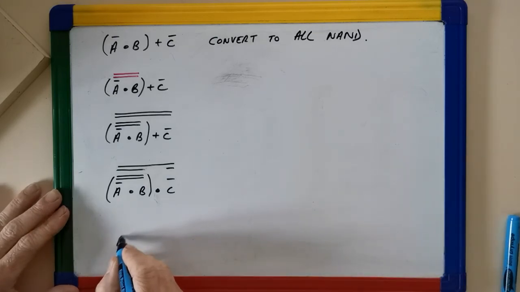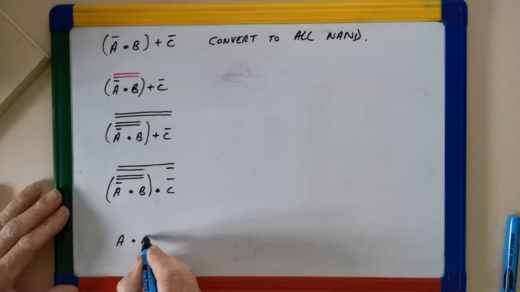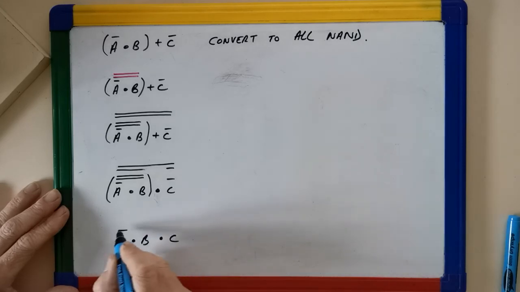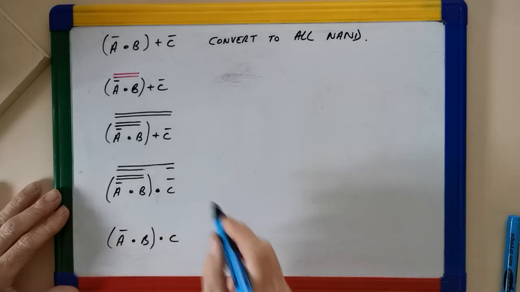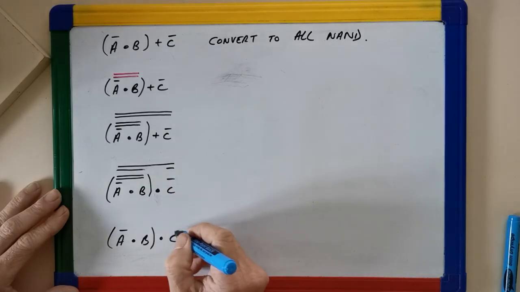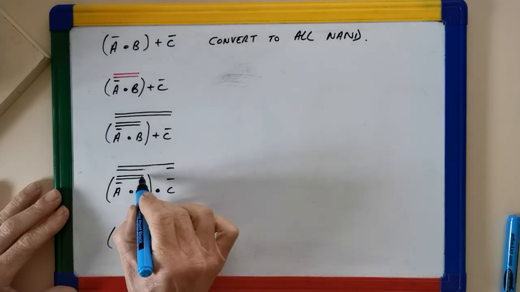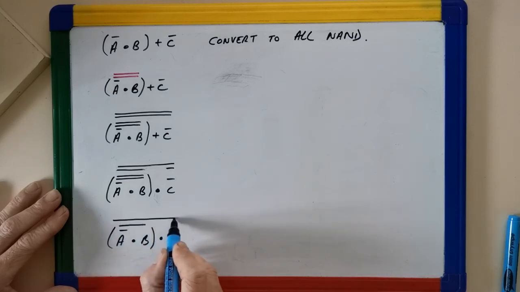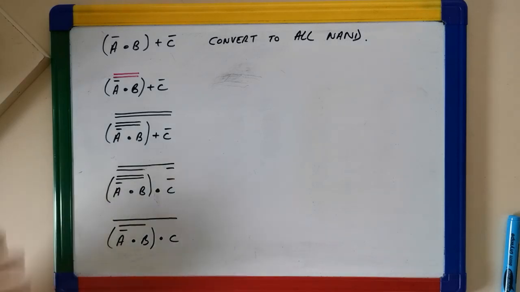So we will end up with these 2 cancel out, so there's nothing above the C. These 2 cancel out, so there's only 1 above this, and then there's still 1 above the whole lot.